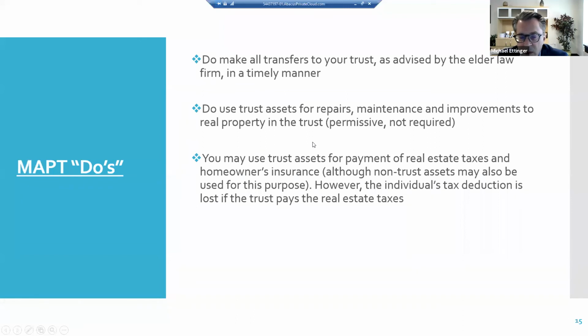You can use trust assets to pay real estate taxes and homeowners insurance. But this is permissive. You can use non-trust assets to pay these. However, your tax deduction is lost if the trust pays the real estate taxes. That has to be paid by you personally to take the deduction. Not everybody needs the deduction for various reasons, so you can consider that as a possibility.